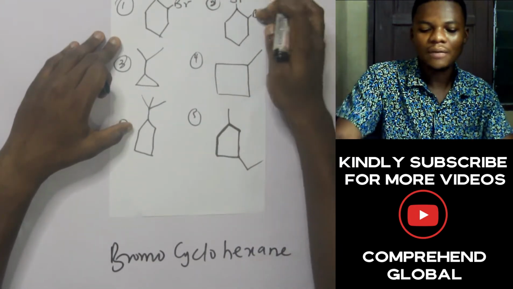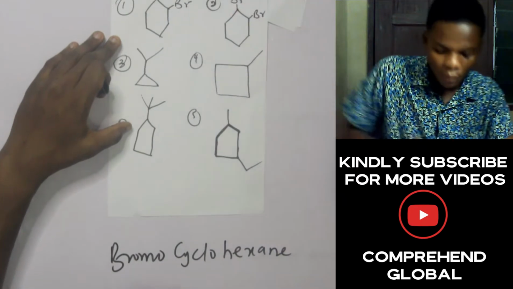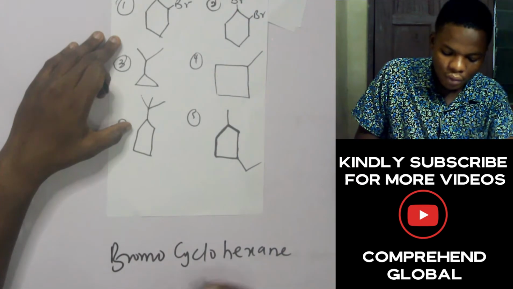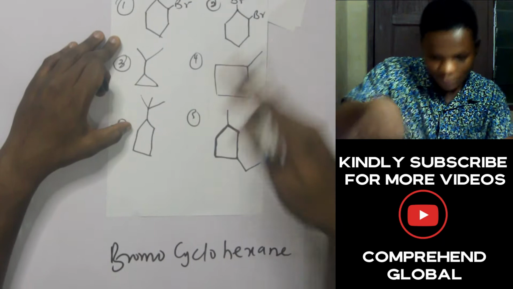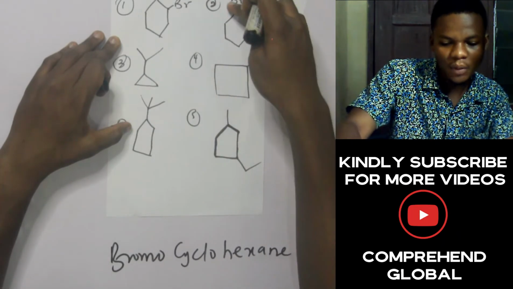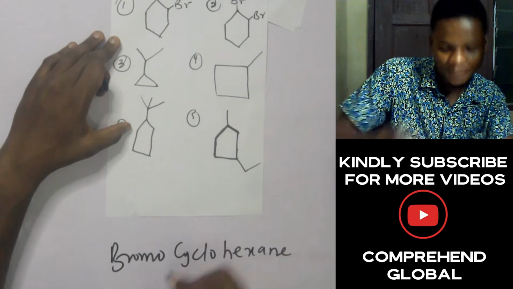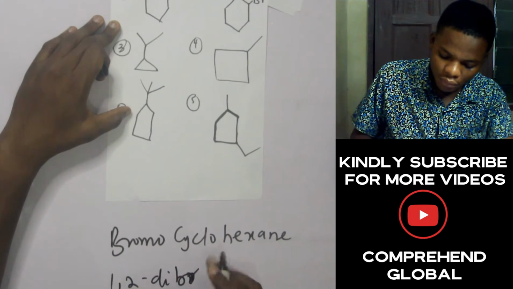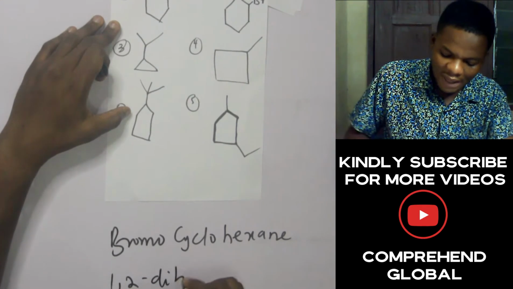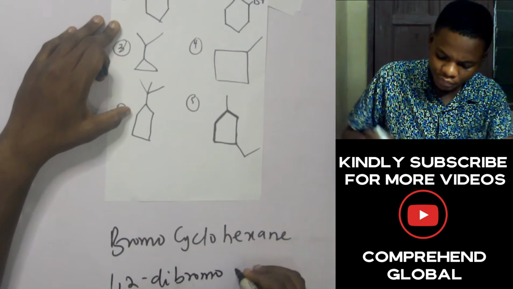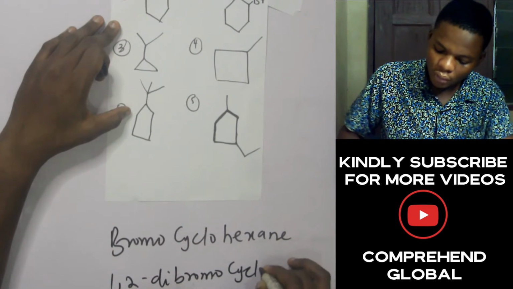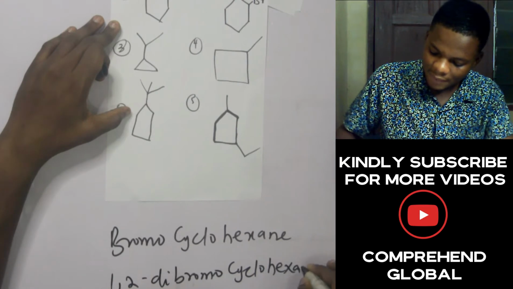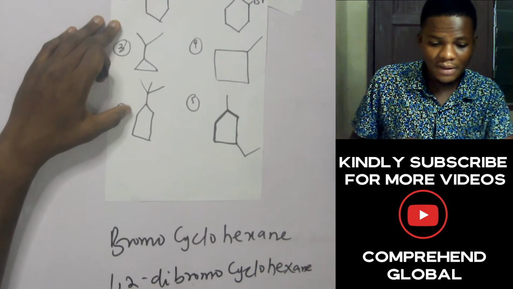Now with the second one, we have 2 bromines. In naming it, we count 1, 2, 3, 4, 5. So we count in this direction, not in this direction. So 1, 2 dibromo cyclohexane right here. Very simple as that.